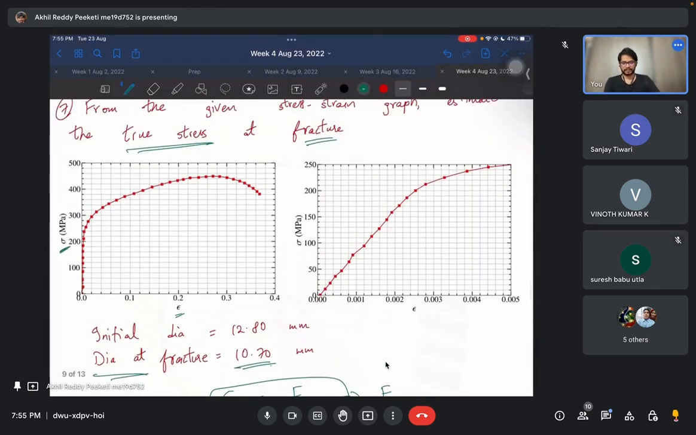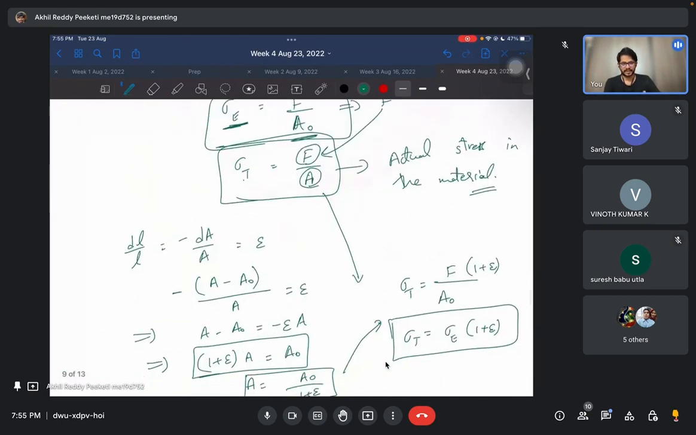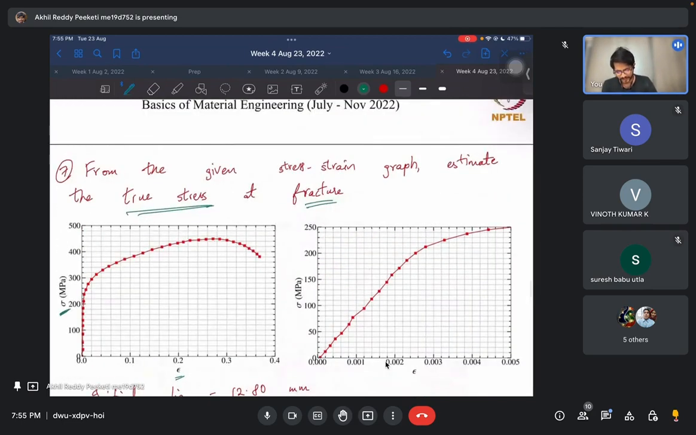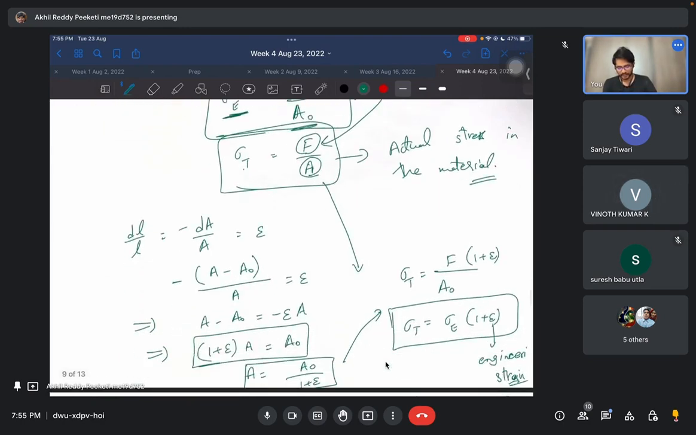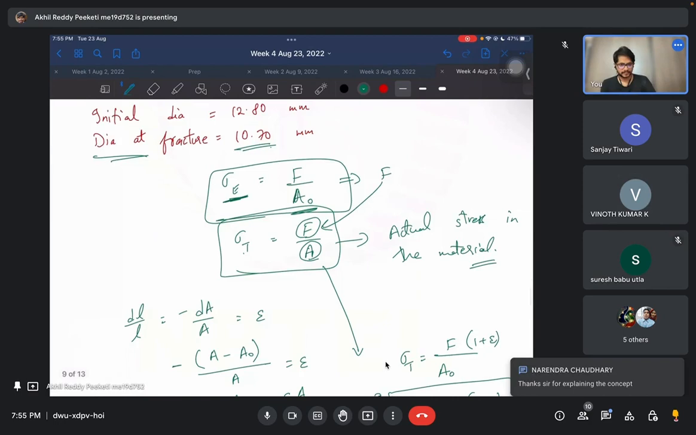But to actually measure it instantly during the loading itself, you need to track the instantaneous area, which would be difficult. But once you have the engineering stress and engineering strain graph, you can get the true stress. Yeah, but the question here is we were asked the true stress at fracture. So let's get back to that.